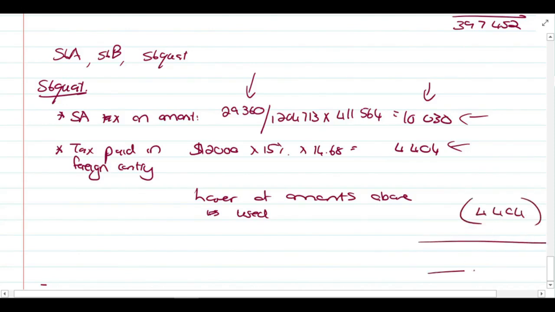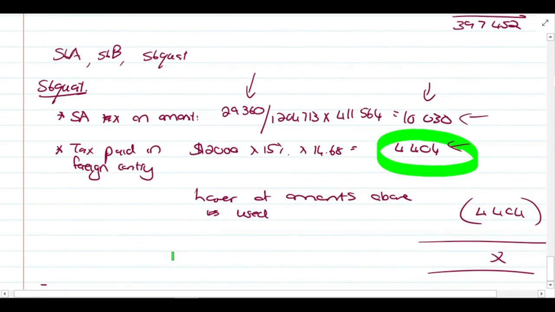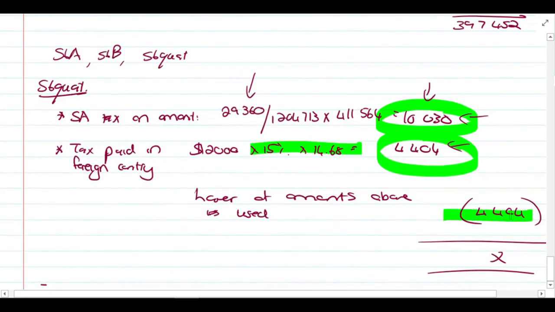So that just stops you from paying tax on the amount twice. So it was already taxed at 4,404 in America using the average exchange rate, and it's included in that 10,030. So you can't pay tax on the same amount twice, so that's why we get that as a deduction. Always the lower of the two amounts. Okay, I just wanted to show you this for section 6quat at this point in time.